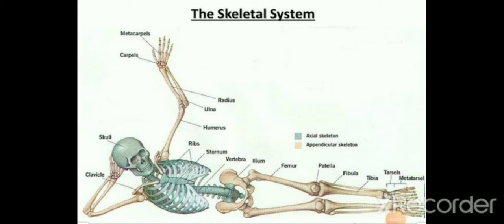Hello everyone. Today we start the next chapter, and the name of this chapter is Effects of Physical Exercise on Human Body Systems. In this chapter, the first topic is the skeletal system.